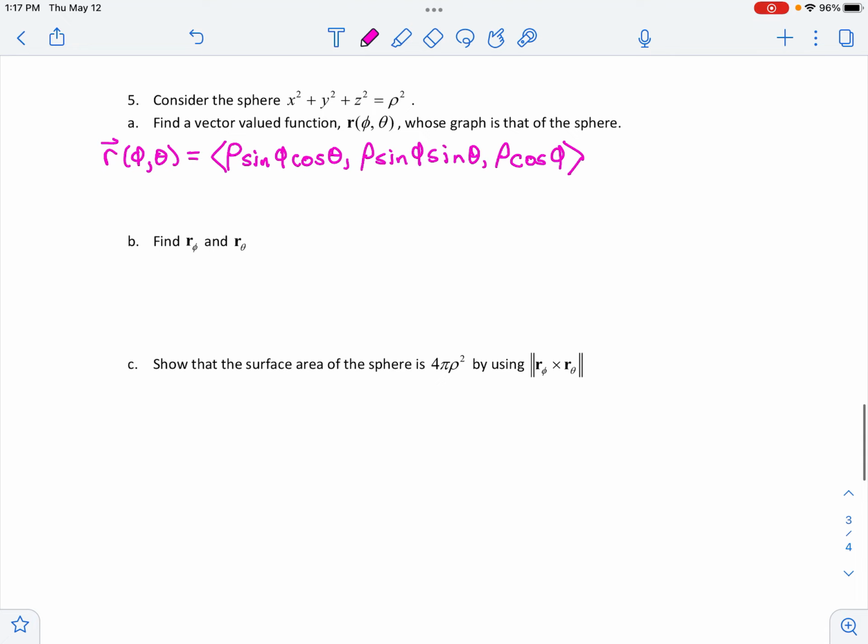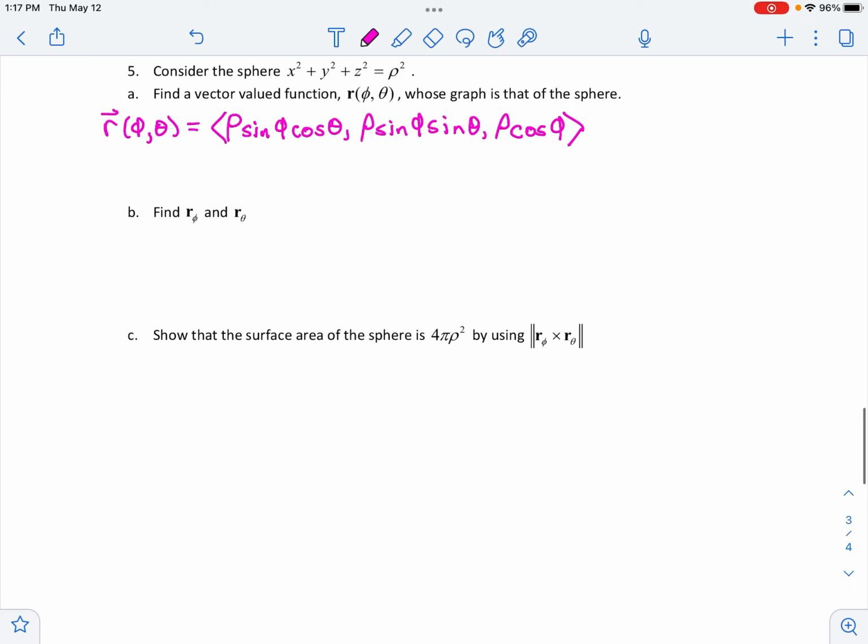Now we want to find the partial with respect to phi and the partial with respect to theta. So here's the partial with respect to phi. Let's look at the parts here. This is going to be rho cosine phi cosine theta. And then rho cosine phi sine theta. And then negative rho sine phi.